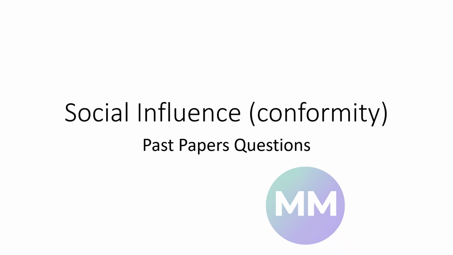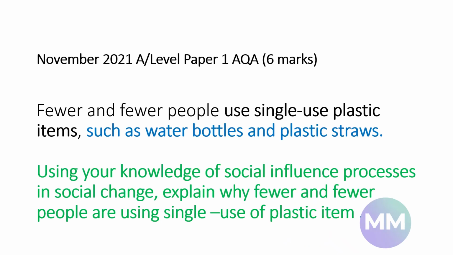Today, I'm just going to give you one exam paper question on social influence. Let's go to the question. So the November 2021 A-level paper, AQA, remember we are just learning about AQA. Yeah, so it's a 6 marks question. The question is coming like that.